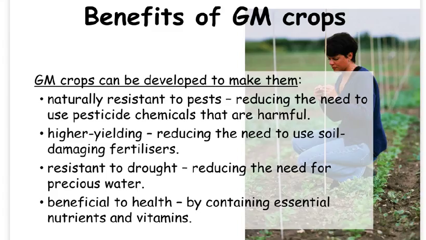There are lots of benefits to GM crops, because crops can be developed to make them naturally resistant to pests, reducing the need to use pesticide chemicals that are harmful, higher yielding, reducing the need to use soil-damaging fertilisers, resistant to drought, reducing the need for precious water, beneficial to health by containing essential nutrients and vitamins.